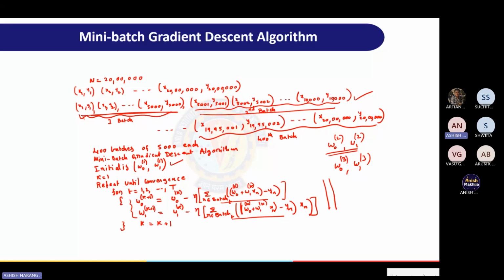Are you getting my point? We updated theta 0, we used both the records. We updated theta 1, we used both the records. Now imagine those records will be 10 lakh or 1 million, or 10 million records.